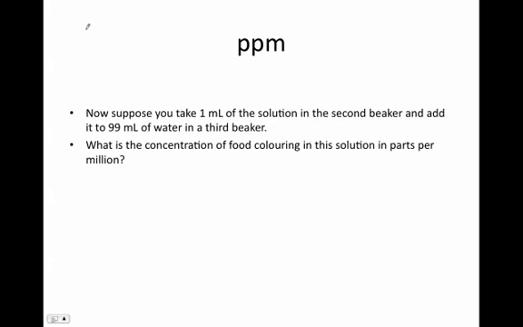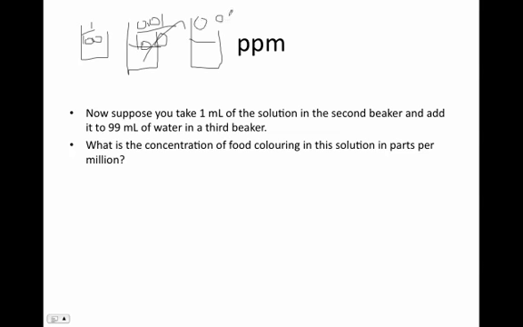Next, now it wants us to go even further. So our first beaker was 1 out of 100. Our next beaker was 0.01 out of 100. And now they want us to take 1 mil of this and put it into a third beaker with 99 mils of water. So that would be 0.001 out of 100. So 100 less.